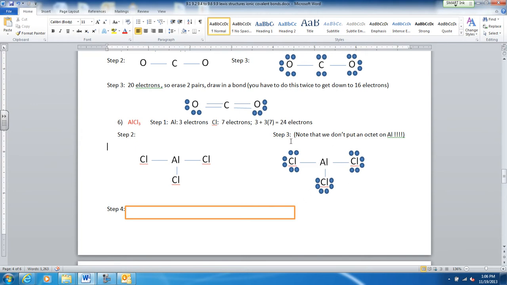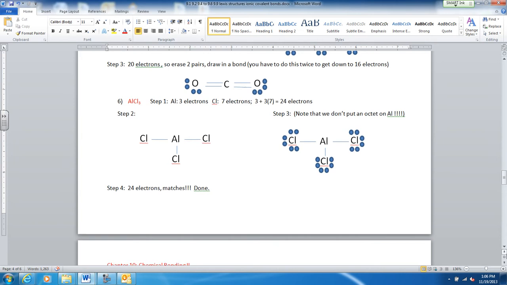Check our numbers, and if you add up all these electrons, 2, 4, 6, 8, 10, 12, 14, 16, 18, 20, 22, 24. There's the 24th. I know I was missing one there. And we match, and we are done. Woohoo!